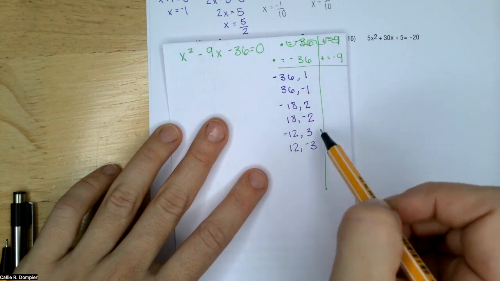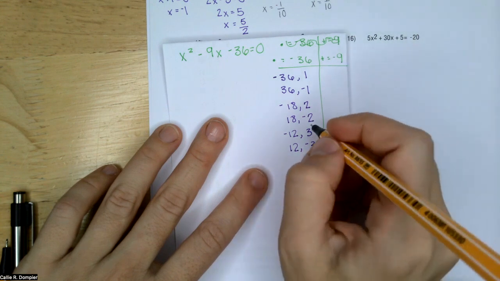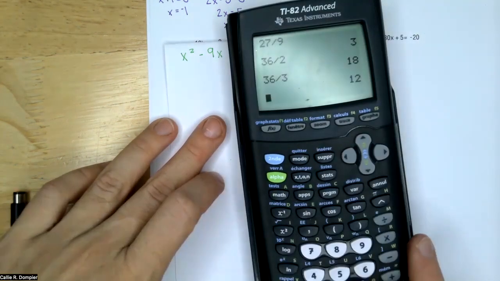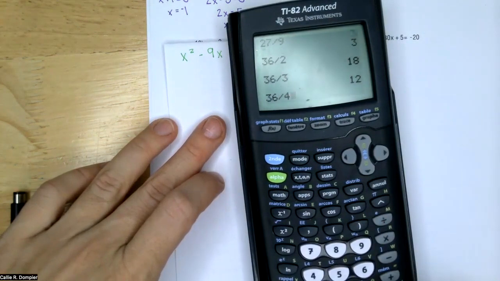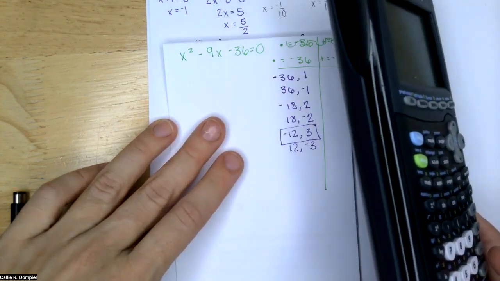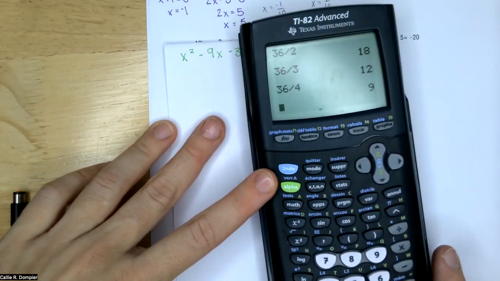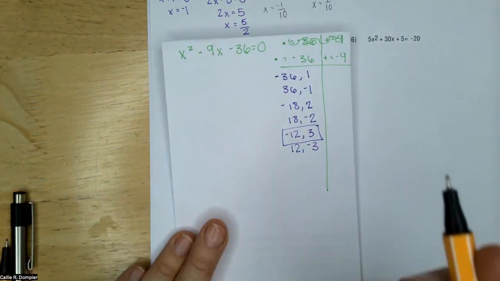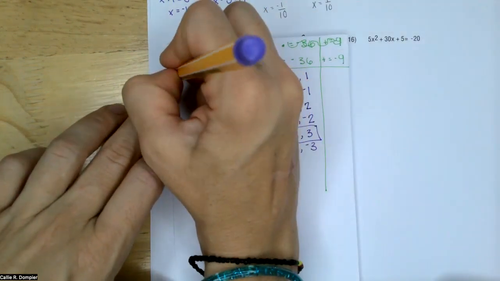We need it to add to negative 9. I think it's this one. We could also keep going. 36 divided by 4. 9 and 4. That wouldn't add to negative 9. And then 36 divided by 5. No, 36 divided by 6 is 6. 6 and 6 would not equal negative 9. So it's negative 12 and 3.